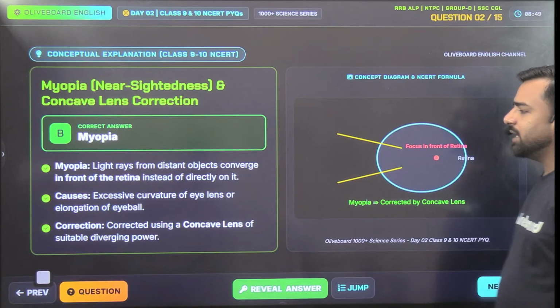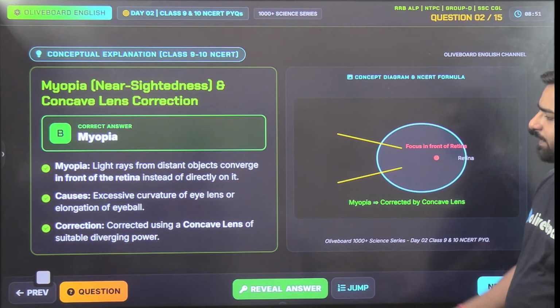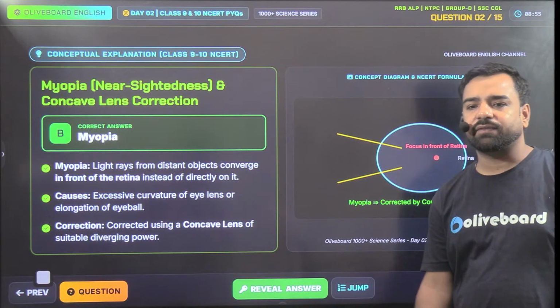Excessive curvature of the eye lens or elongation of the eyeball, that's the cause, and it's corrected by using a concave lens. I have already discussed it because it's a diverging mirror, right?